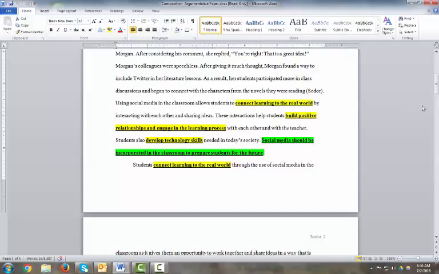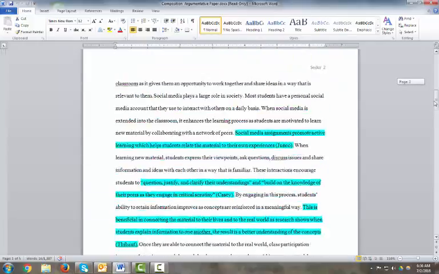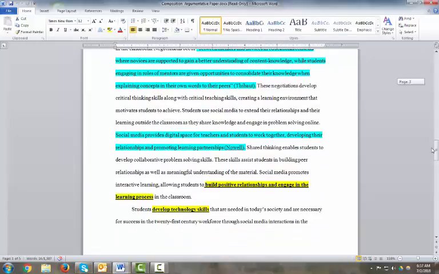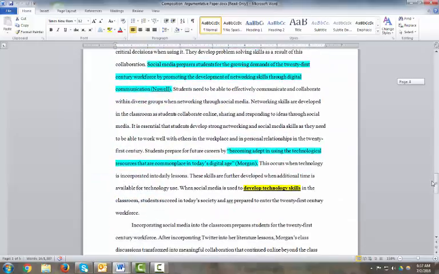Then we'll head to the body paragraphs and I can see your first body paragraph matches the keywords for your first organizer, and you have those keywords in the first and last sentences of your first body paragraph, which is correct. Connect learning to the real world. Then I go to your second body paragraph, and you have your keywords in the first and last sentence of that paragraph as well, and that's correct. Build positive relationships and engage in the learning process. And then I see your last body paragraph, develop technology skills, and you have your keywords in the first and last sentence of that paragraph as well.